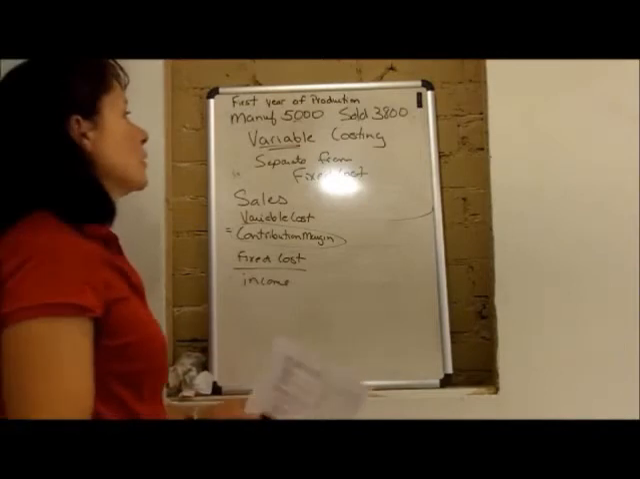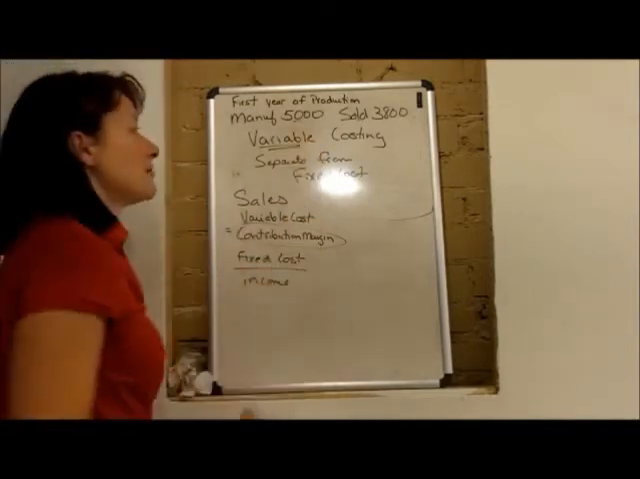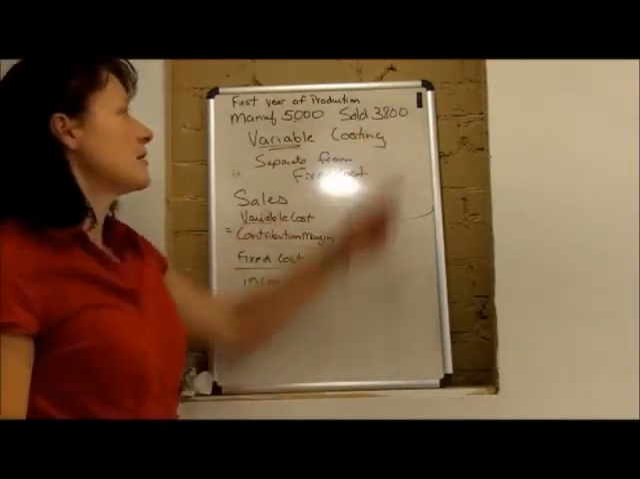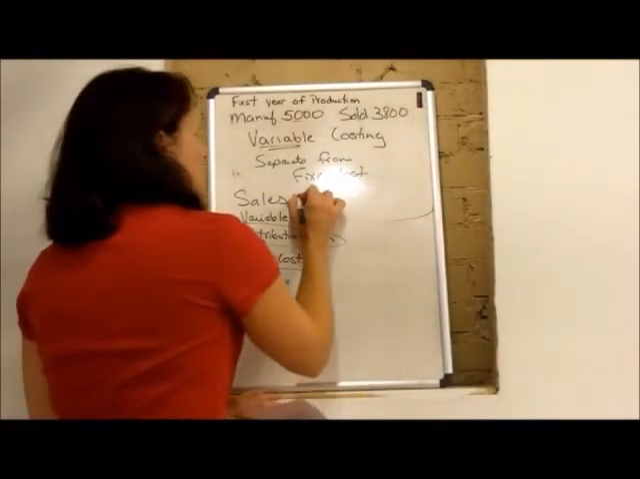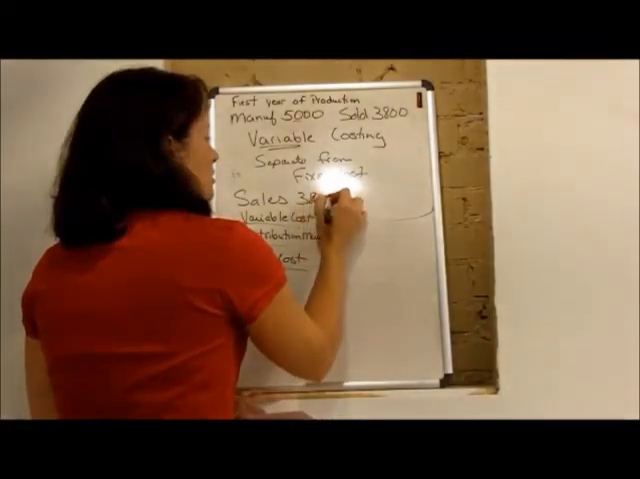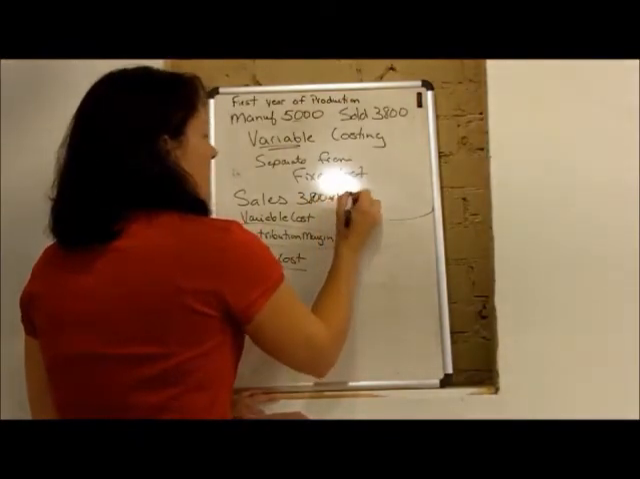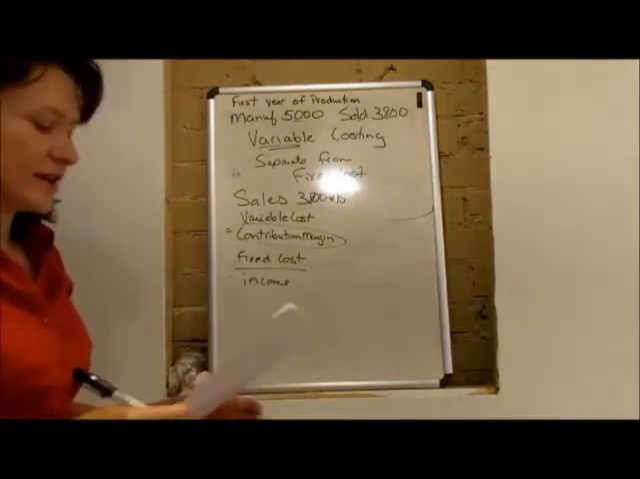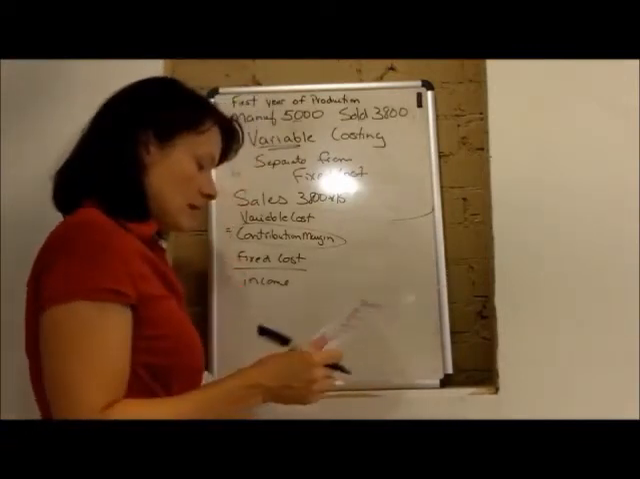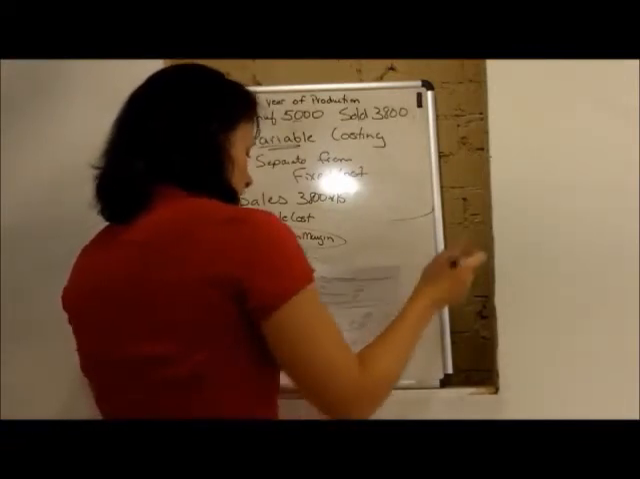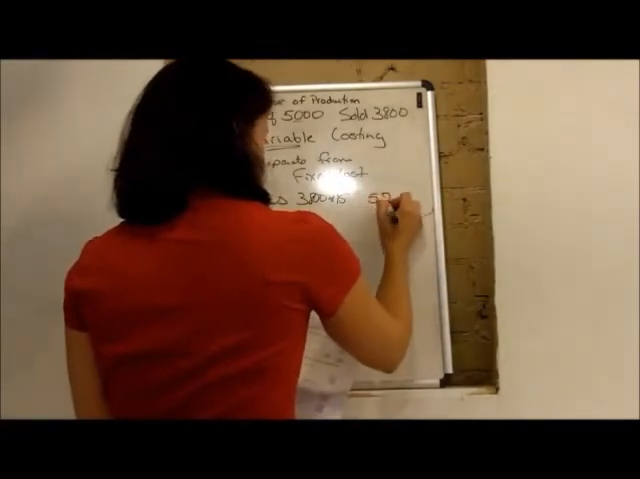So let's look at it under this situation of manufacturing 5,000 units but selling 3,800. Again, our sales, under all situations, we're selling 3,800 units at $15 per unit, so that's always going to stay the same. So 57,000.